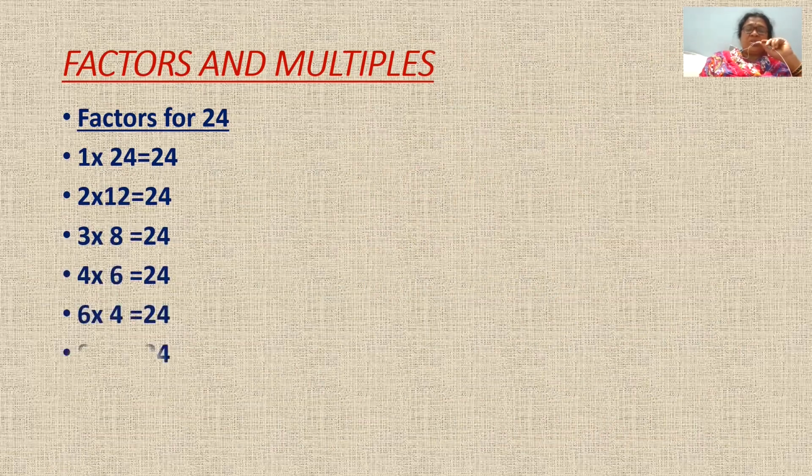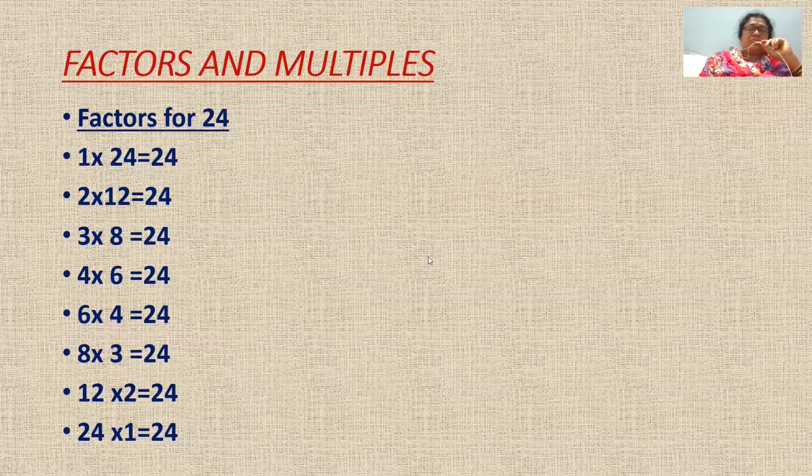Actually, the factors concept is introduced in class 4 or 5. Take the factors of 24. Which tables does 24 come in? 1 times 24 is 24, 2 times 12 is 24, 3 times 8 is 24, 4 times 6 is 24, and 6 times 4 is 24. When you closely observe, 4 into 6 is reversed as 6 into 4.